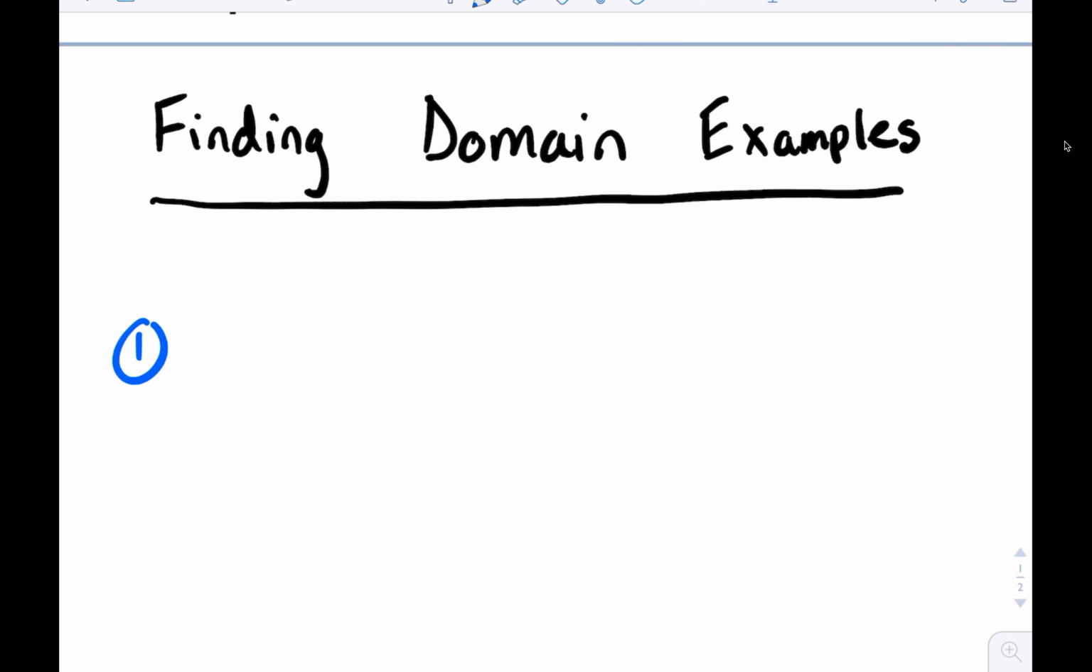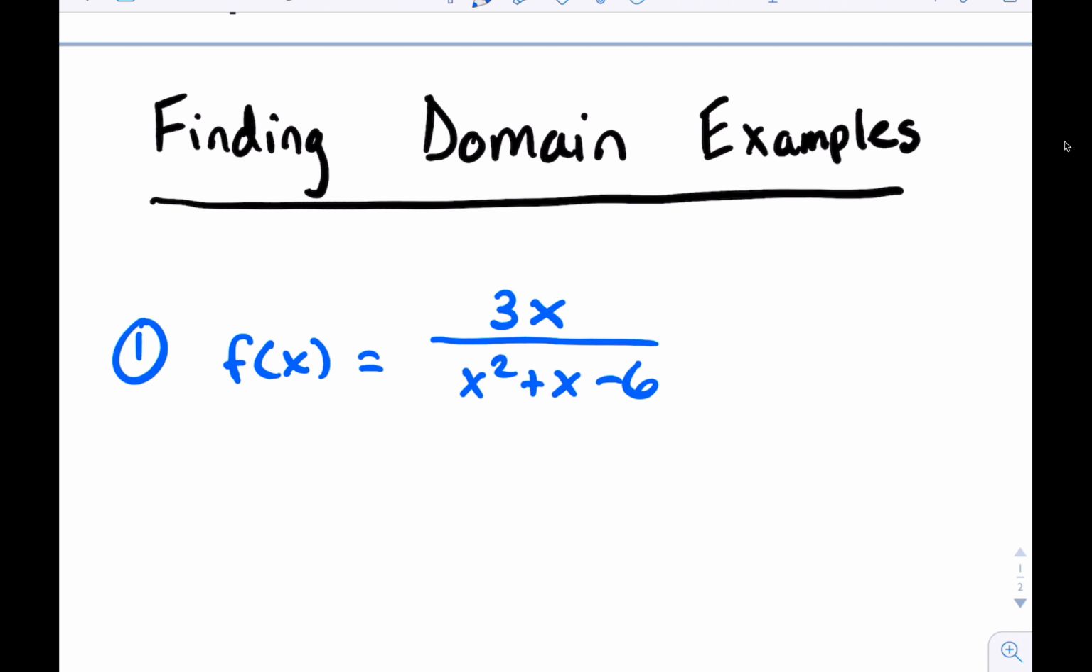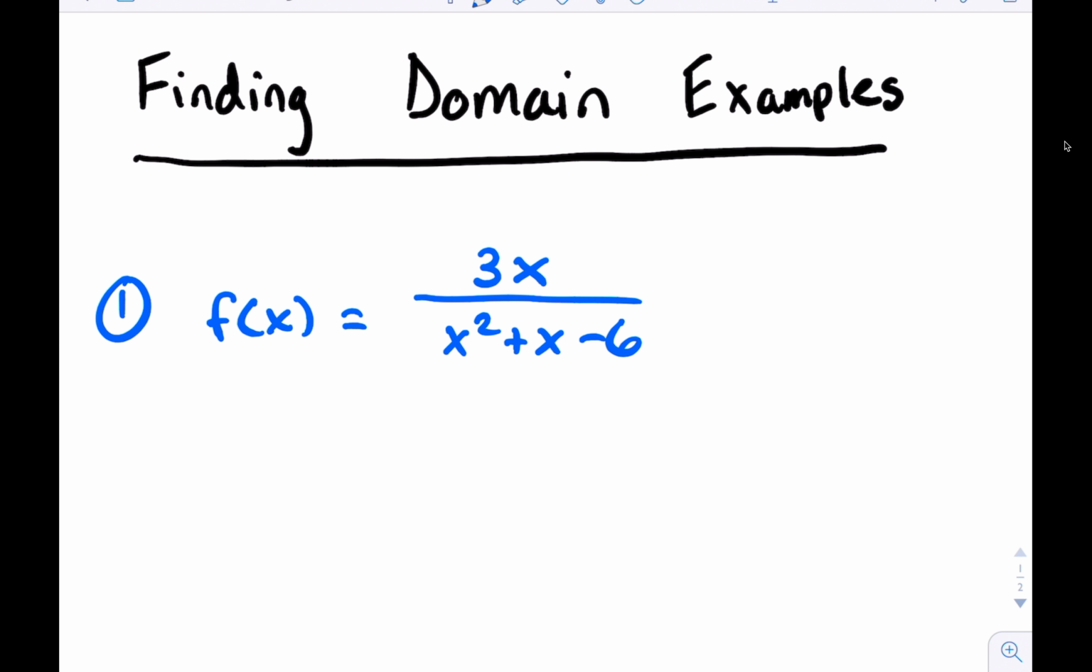Okay. So for the first one, I have a function f of x, which is 3x over x squared plus x minus 6. And I want to figure out the domain of this function. A good hint is that you need to figure out what your parent function is. That'll help you narrow down what your domain possibly could be. I see that I have a fraction here, so that tells me that my parent function is a rational function. Anytime I have a rational function, I want to concern myself with the denominator.